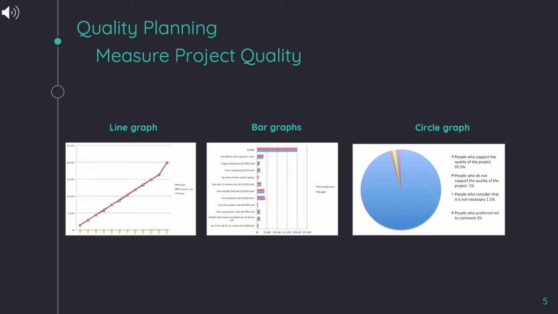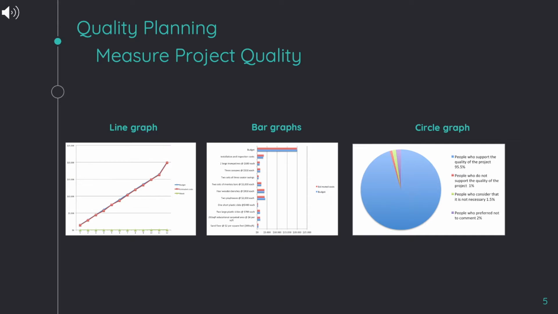Develop a plan and measure quality. The plan to measure project quality will be based on the use of three quality management tools that are line graph, bar graph, and circle graph. The data will allow us to evaluate the developed projection of our project using the estimated planning data.